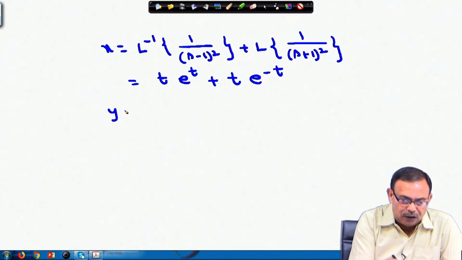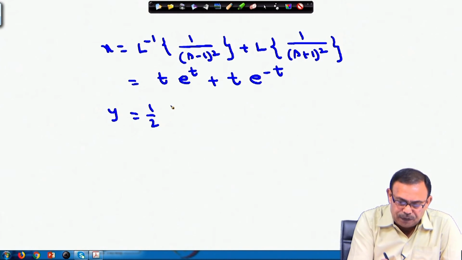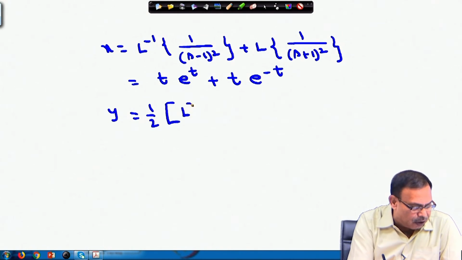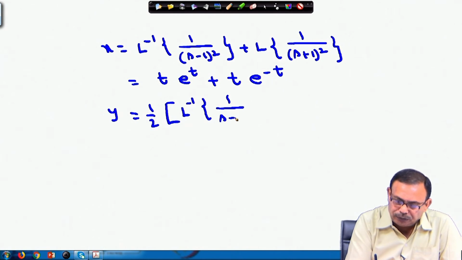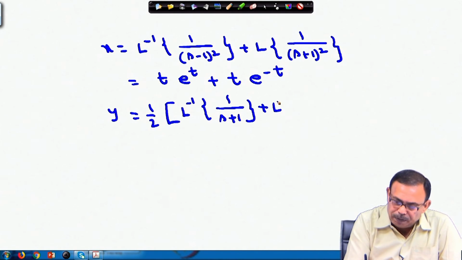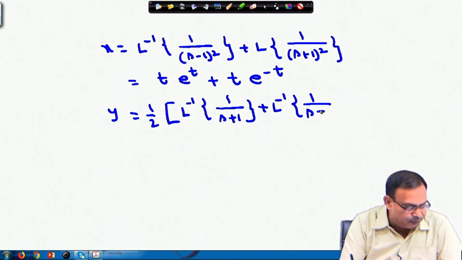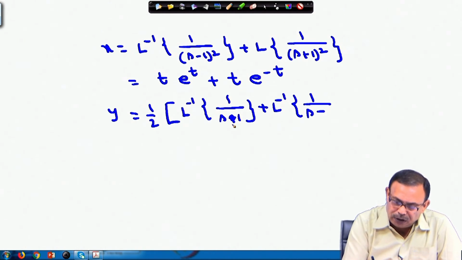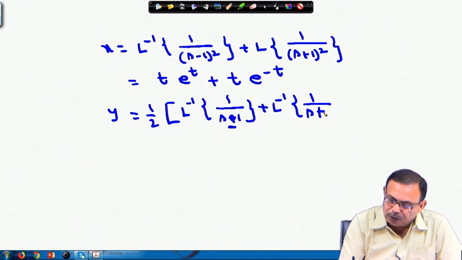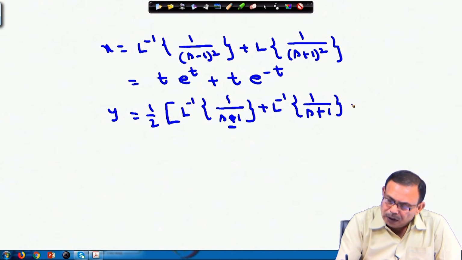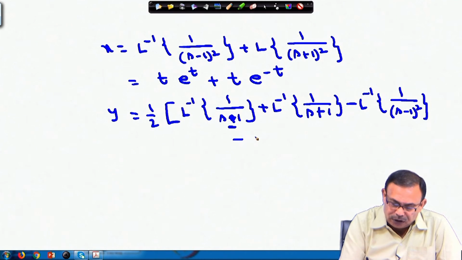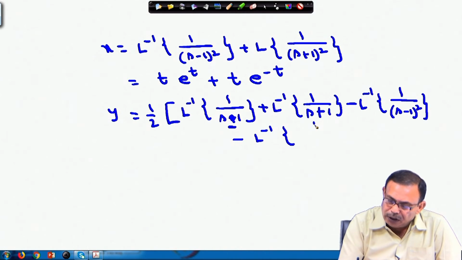Similarly, your y can be written as half into Laplace inverse of 1 by s minus 1, sorry, this will be s minus 1, this is 1 by s minus 1, plus 1 by s plus 1, minus Laplace inverse of 1 by s minus 1 whole square, minus Laplace inverse of 1 by s plus 1 whole square.